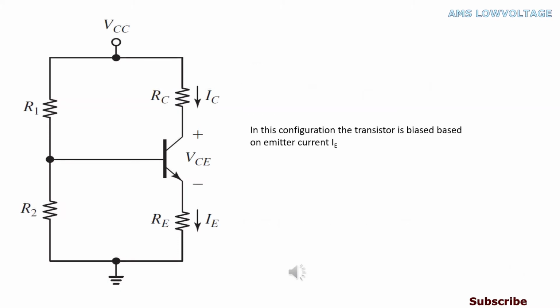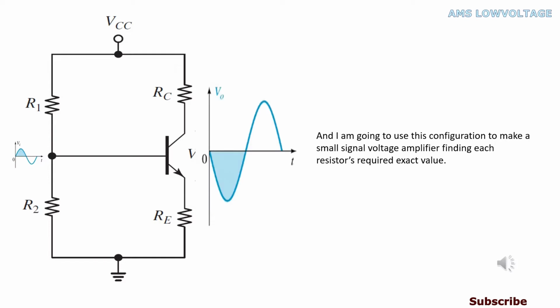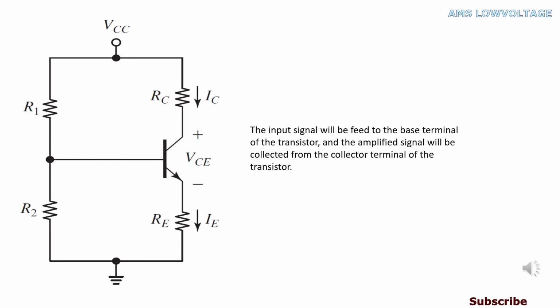In this configuration, the transistor is biased based on emitter current IE, and I am going to use this configuration to make a small signal voltage amplifier, finding each resistor's required exact value. My goal is to amplify a very small signal to high enough to feed to a power amplifier, for example, making an audio MIC preamplifier. The input signal will be fed to the base terminal of the transistor, and the amplified signal will be collected from the collector terminal of the transistor.